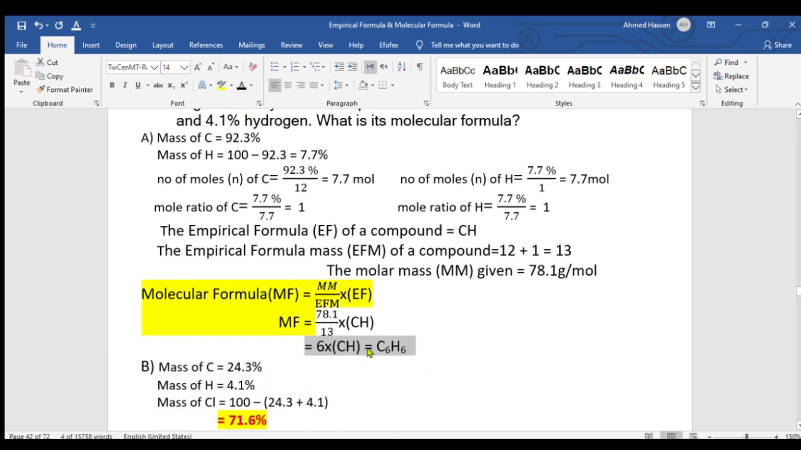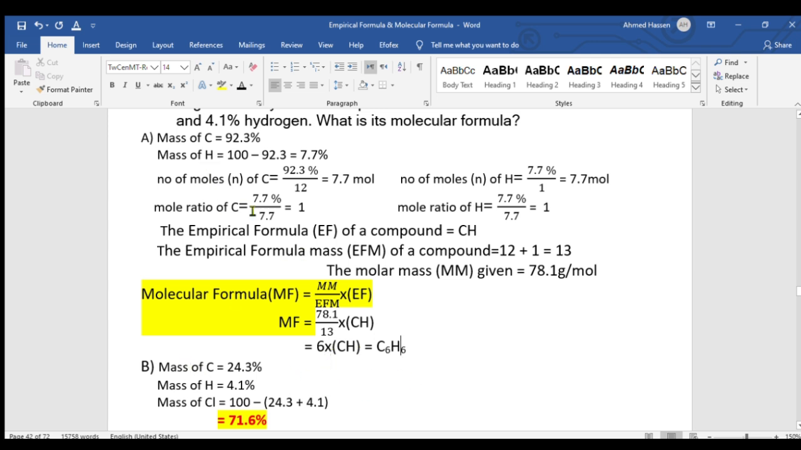So you can write 6 times the empirical formula, which means 6 times carbon 1, hydrogen 1 inside the bracket. Therefore 6 times 1 means 6, and 6 times 1 for hydrogen is also 6. This is the molecular formula of the compound, which is calculated in this way.